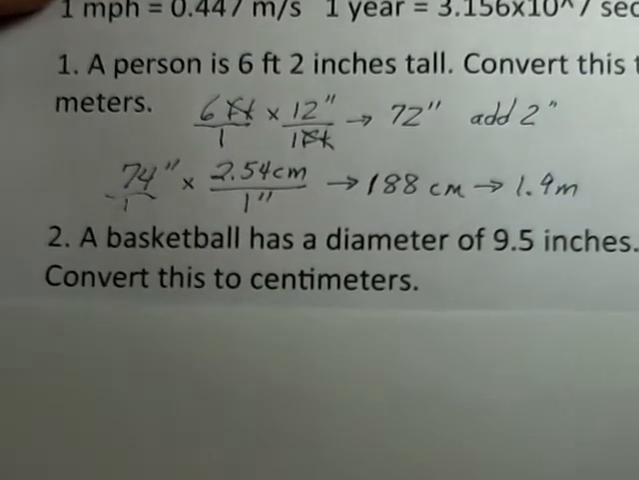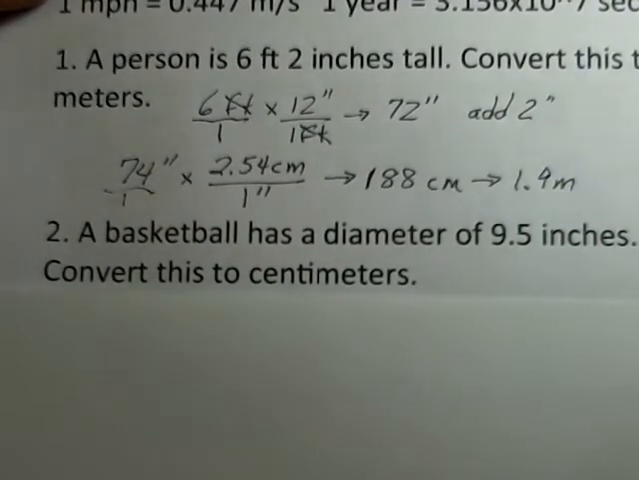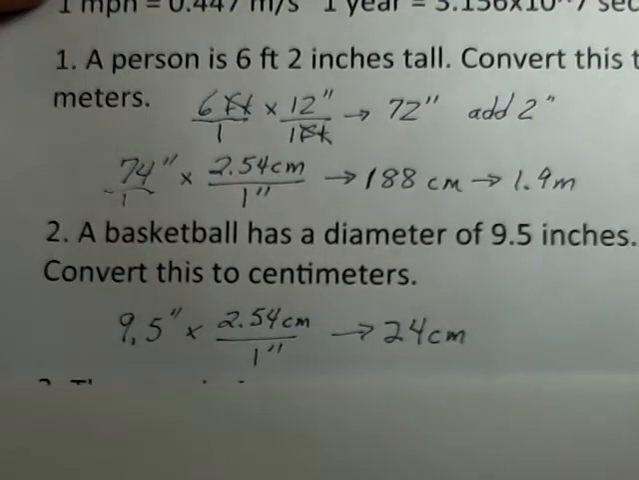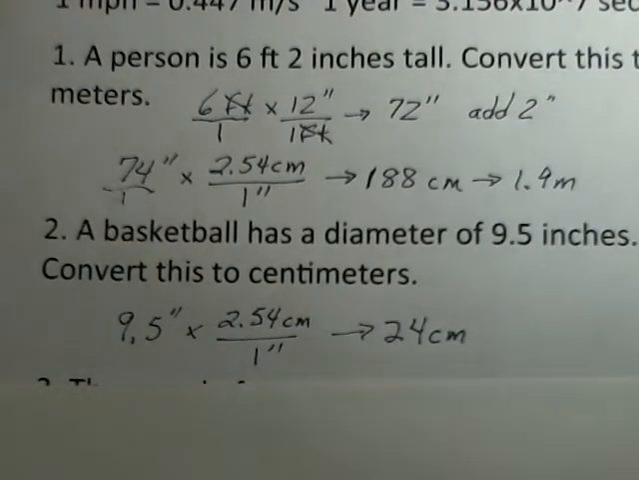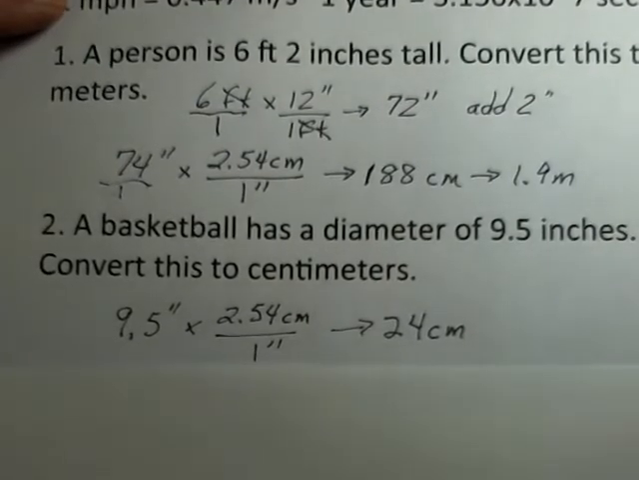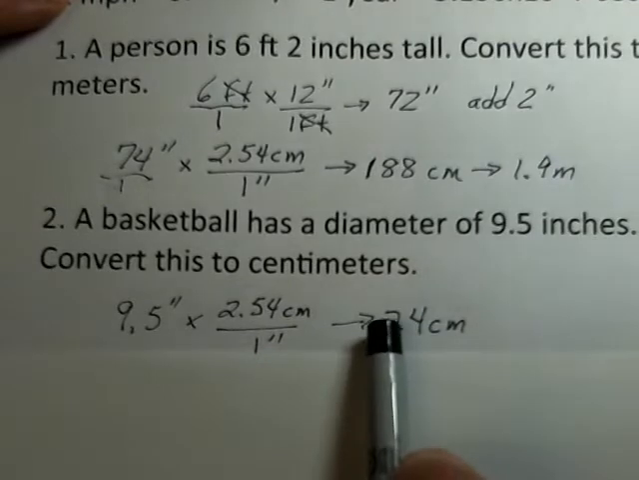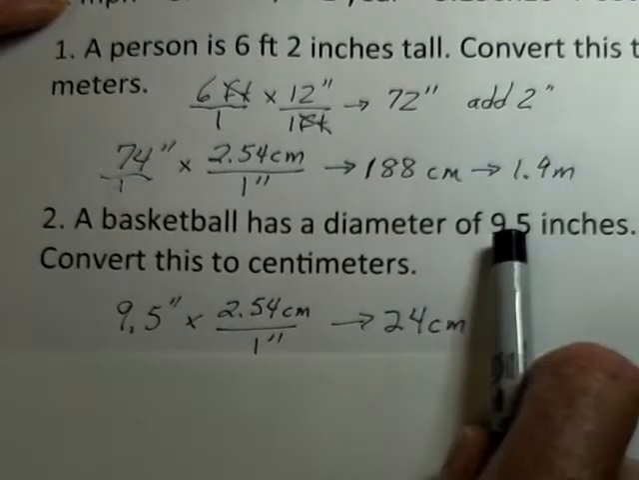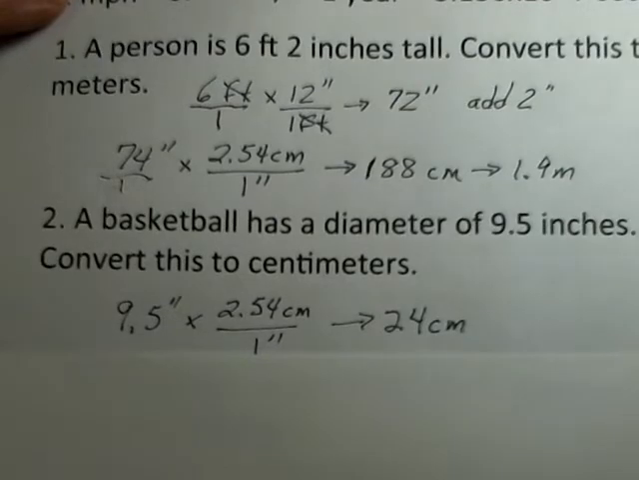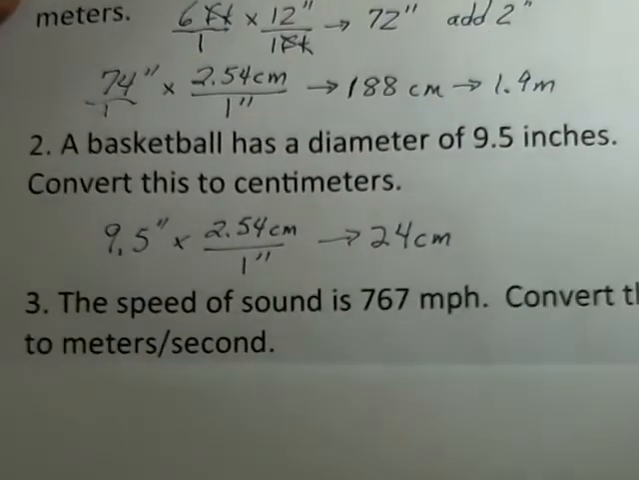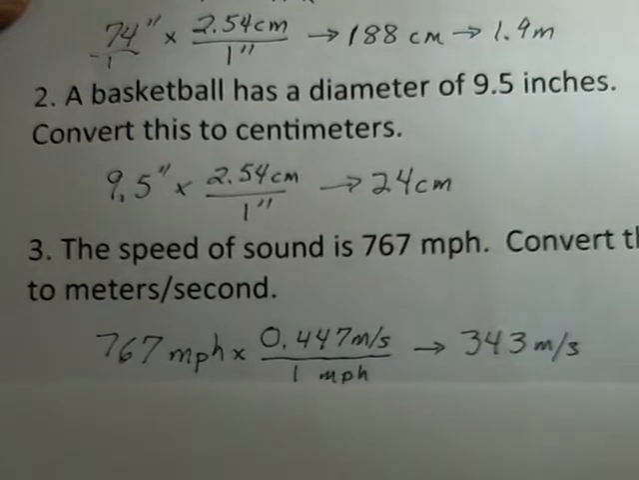What about a basketball? In the United States, we have a lot of interest in basketball. 9.5 inches is approximately the diameter of most basketballs, NBA basketball. So we have 9.5 inches, again multiplying by the 2.54 centimeters for 1 inch, and we find 24 centimeters would be the diameter. And again, I'm kind of matching the number of digits in my answer with the number of digits in my data, the significant figures. I'm not paying strict attention to that, but somewhat.